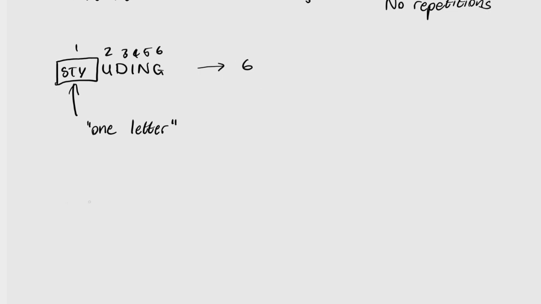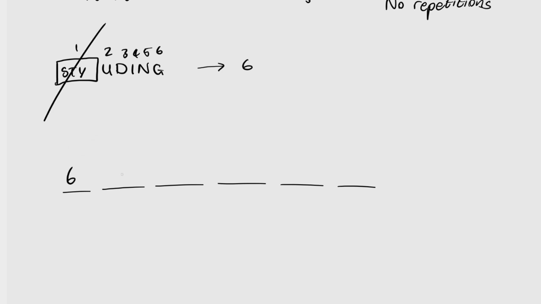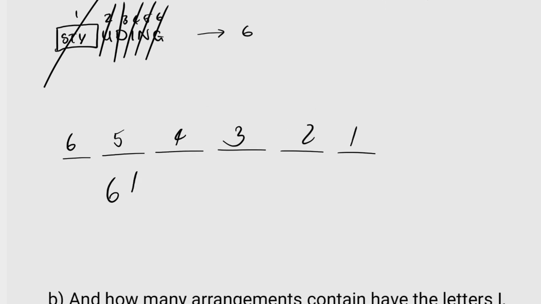So for the first one, there's 1, 2, 3, 4, 5, 6, so 6 steps. Remember, in a k-step process, based on the multiplication rule, if there's n1 ways, n2 ways, all the way up to nk ways, then the total number of ways is the product of all of those. So firstly, we have 6. Now one character has been used up, so we have 5. Another character has been used, 4. Another one, 3. Another one, 2. Another one, 1. So this is just 6 factorial.